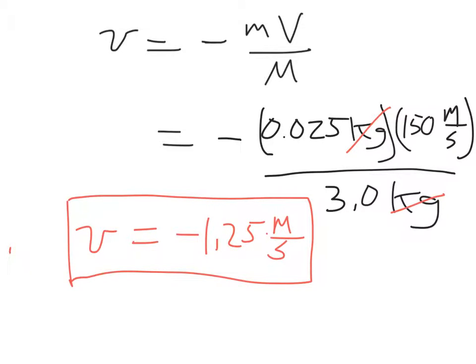And that negative sign right there tells us that the gun is moving to the left, because we normally say that things moving to the right are positive and things moving to the left are negative. And so that is our answer.